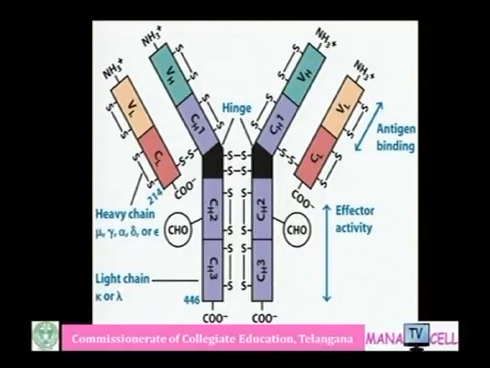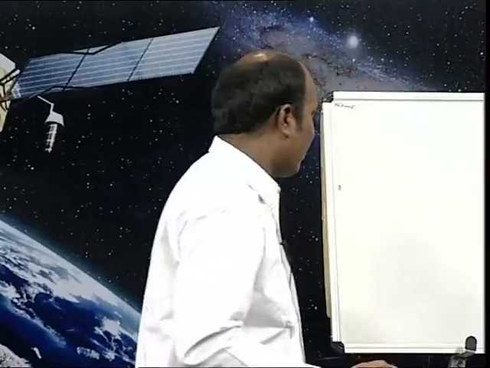The light chain is again divided into two regions: one region is called the variable region, another region is called the constant region. Same way, in the heavy chain also you will find two regions, one is called the variable region, another one is called the constant region. So, I would like to draw on the board to clarify this.